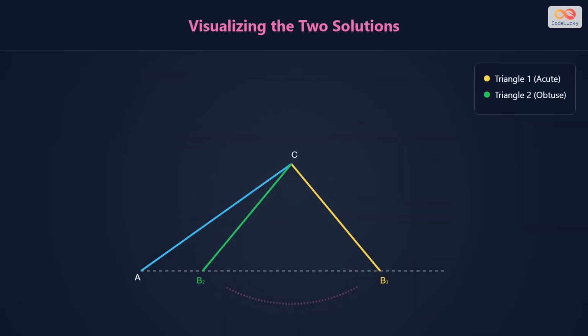Here is what that looks like visually. The swinging side can land on the outside, creating a large acute triangle, which we call triangle 1, or it can swing inward, creating a narrower obtuse triangle, which is triangle 2. Both are mathematically valid solutions.